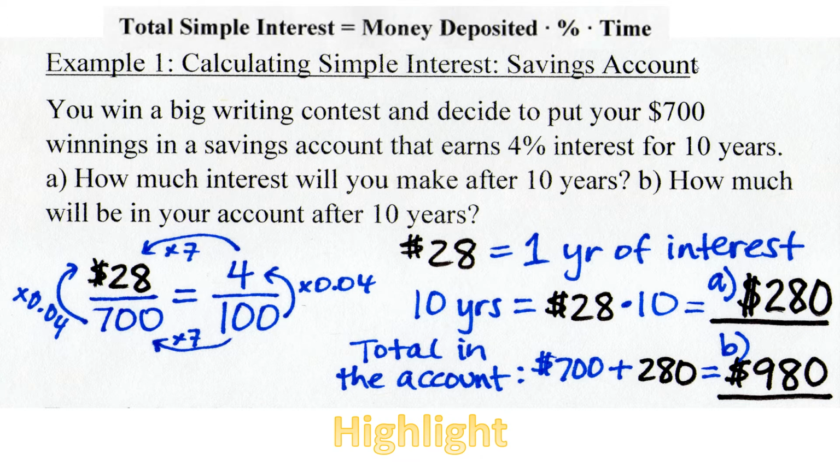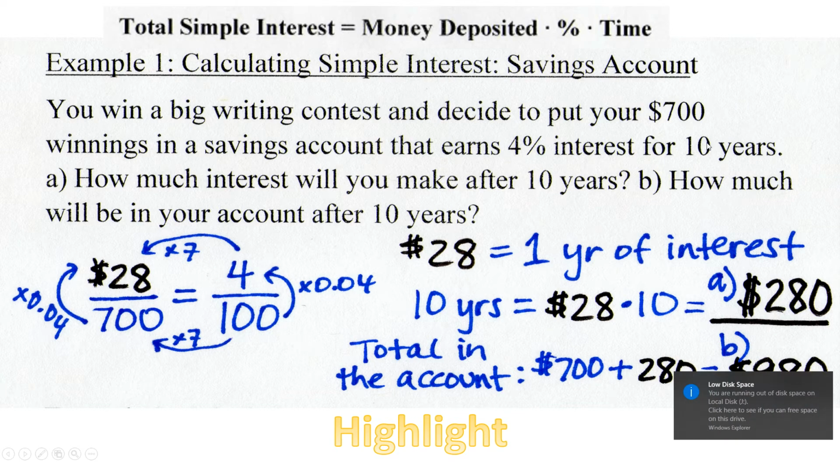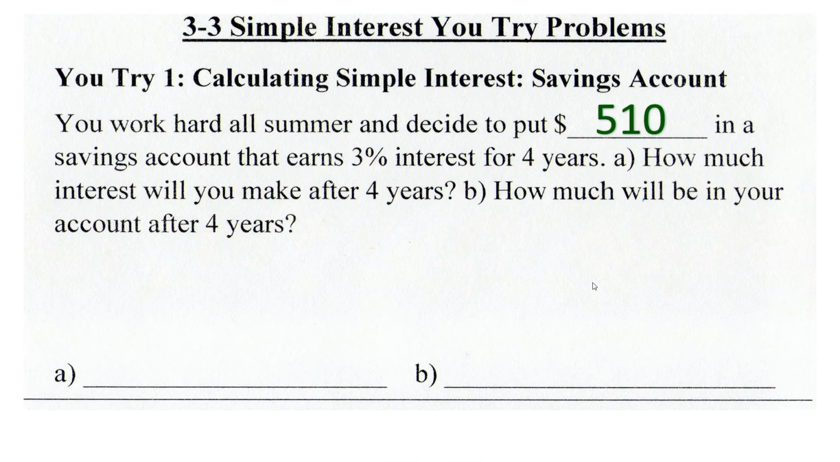So here's the pre-done one on the pre-done note sheet. And I'd recommend highlighting key information in the problem, and then highlighting where the 4% matches and where the 10 years comes in, as it's multiplied by the 1 year of interest. So please try the you try at the bottom left of the note sheet. The missing value is $510. So you should pause and try this problem.